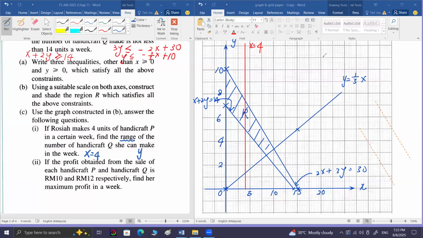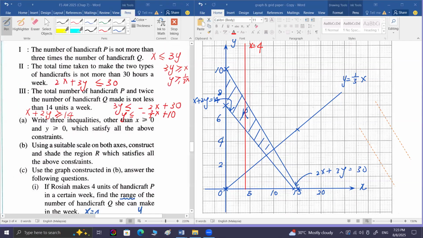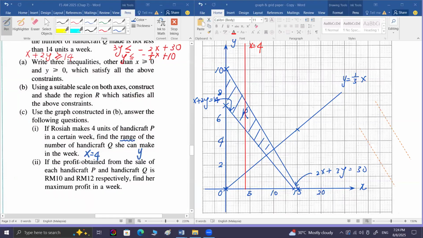What is Y? What does our Y represent? I forgot already. Just a minute. Handicraft, right? Okay, handicraft, so it must be a whole number also. Yeah, must be a whole number, class. So you must see this. This is not a whole number, so we cannot choose this one. You're going to choose a whole number, okay?